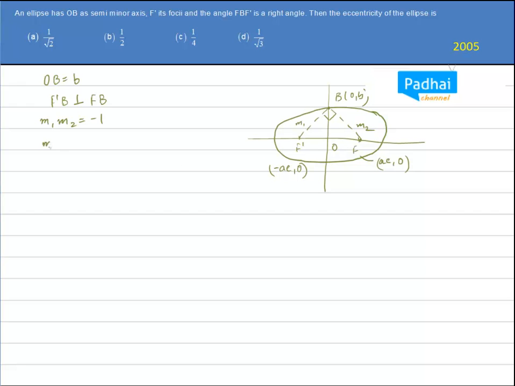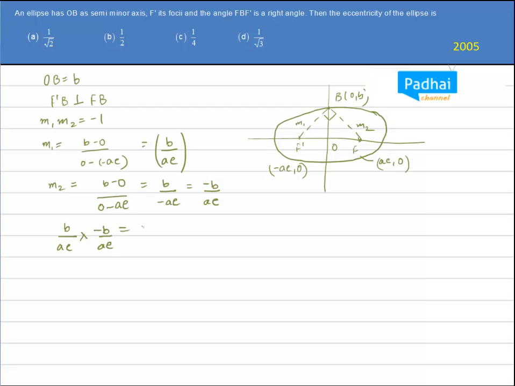So if I say this is M1 and this is M2, then M1 is equal to (B minus 0) upon (0 minus AE). Okay, so this becomes B by AE. And if I try to find the other value, M2 becomes (B minus 0) upon (0 minus (-AE)), so this turns out B by AE, with the appropriate sign. So now multiply these two because we know these are perpendicular lines. So this will become B by AE into minus B by AE is equal to -1.